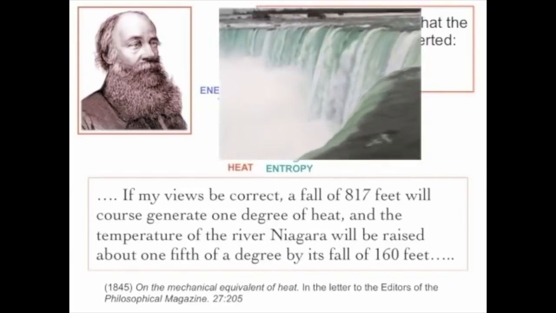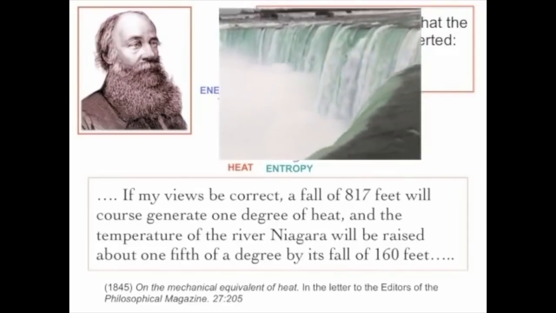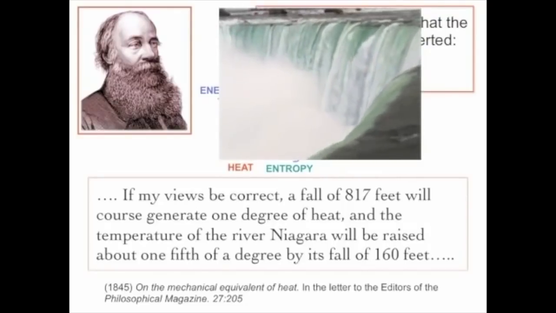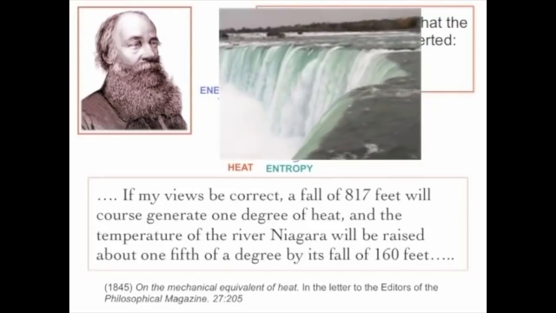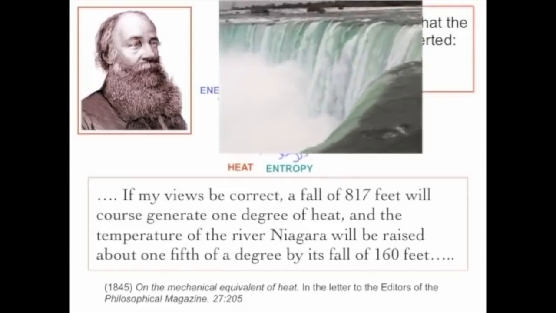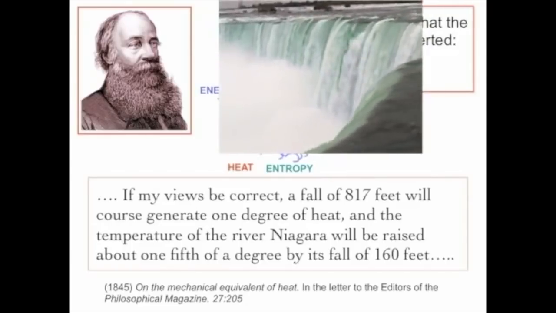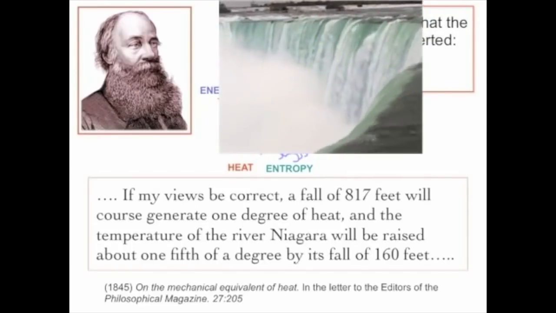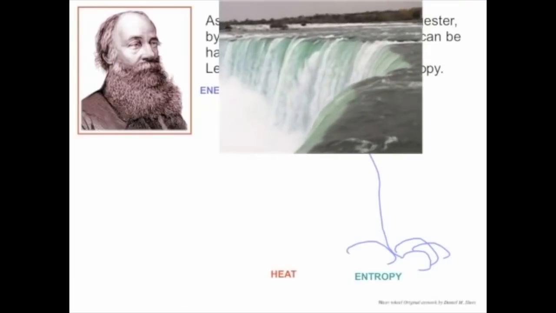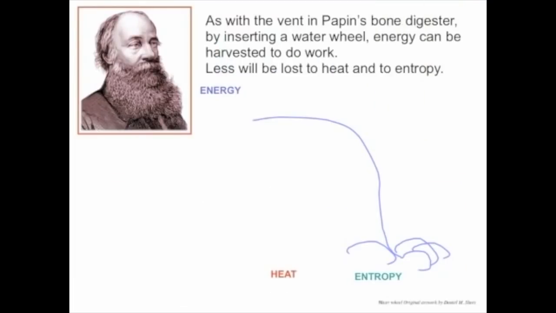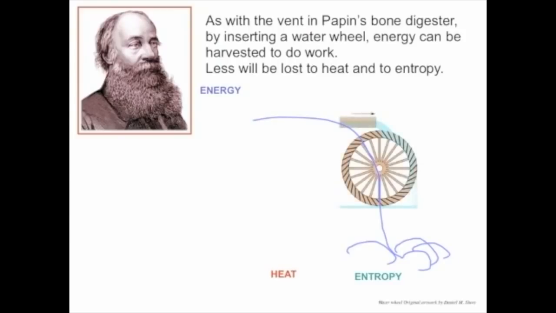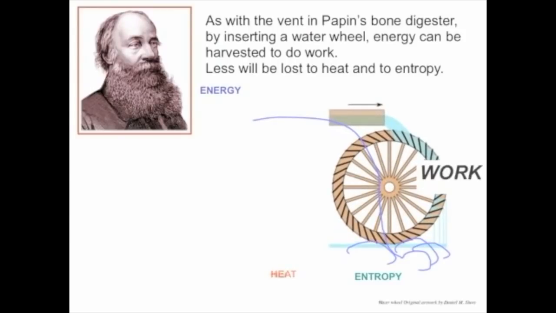So he said that some of the energy that's produced by the falling of this water at a long distance was converted to heat. We know it's also converted to entropy, or the randomness of the water molecules at the base of the falls. And so as with the vent in Papin's bone digester, by inserting a water wheel, some of this energy can be harvested to do work, and less will be lost to heat and to entropy.